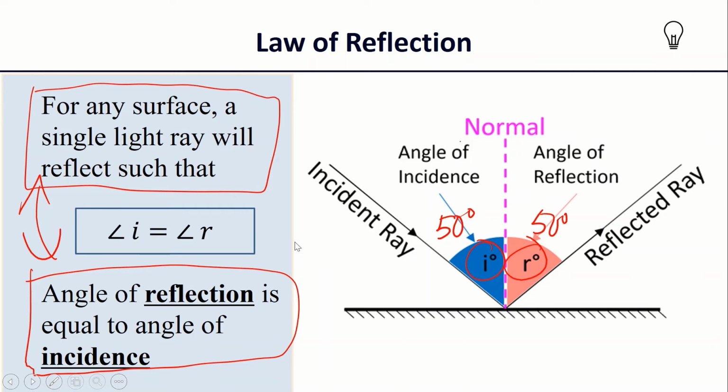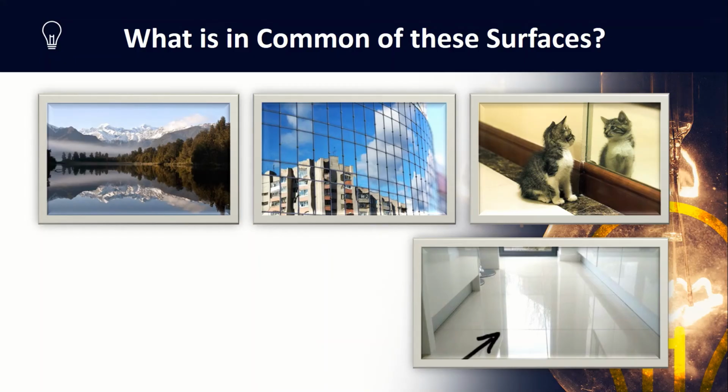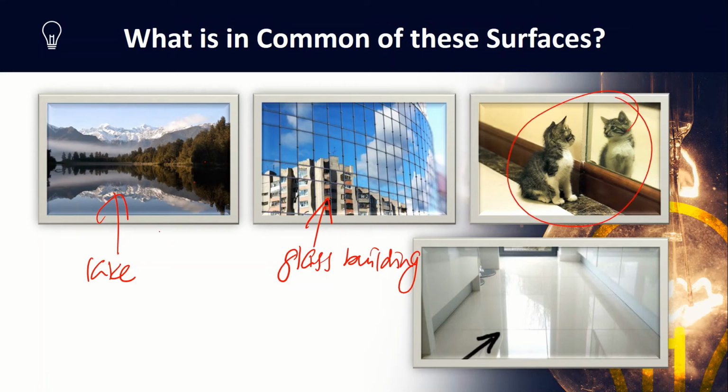Moving on. Let's look at these few images here. You can see that this over here is a lake. Here is a glass building, a building with a glass external surface. Here is a mirror, a kitty cat mirror, and this is a marble floor. You can see that there are very sharp images being formed on all these surfaces. Actually, it's very clear, quite high resolution in today's terms.